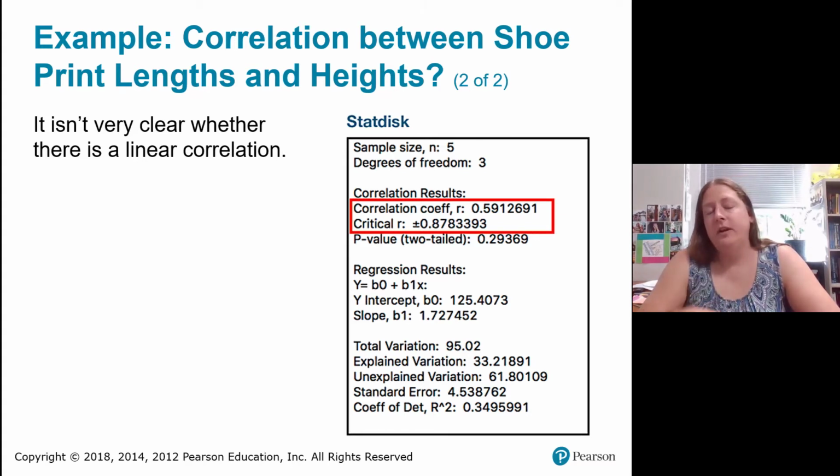If we use software to give us some output and to find that correlation coefficient, the correlation coefficient of that data set is 0.5912691.